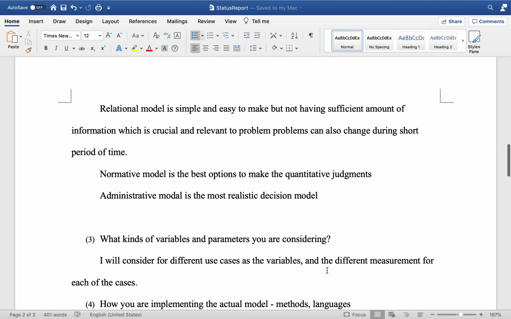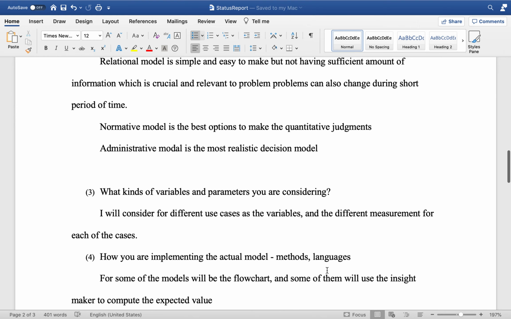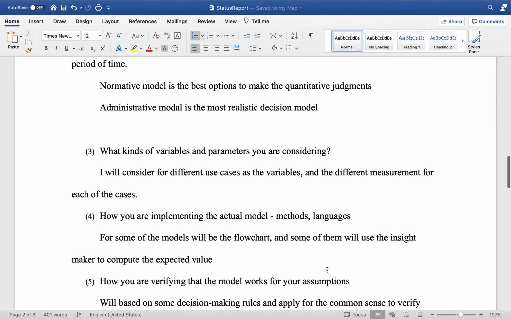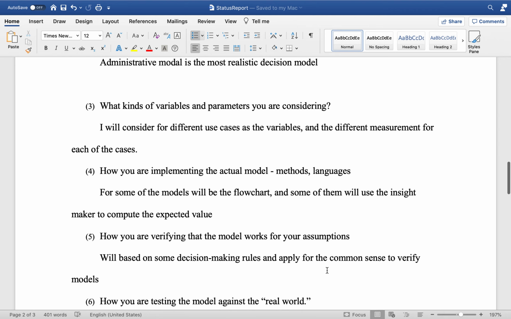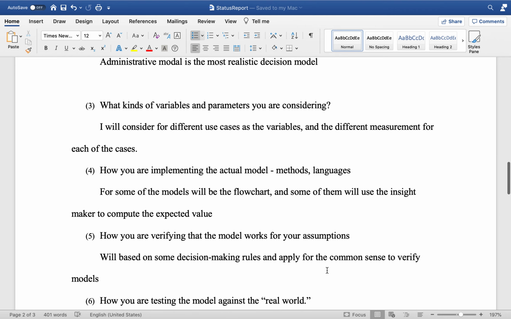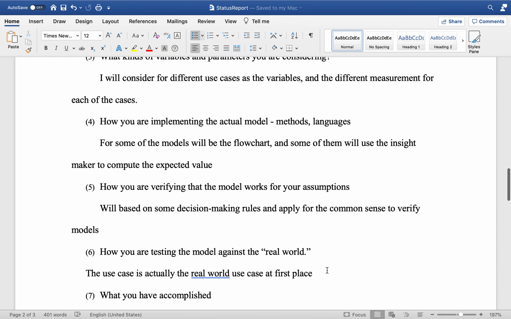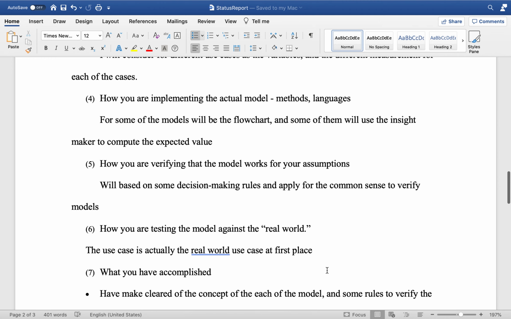What kinds of variables and parameters am I considering? I consider different use cases as variables, and the different measurements are the variables. I will use a flowchart, and for some of them I will use Insight Maker to compute the expected value. And I will base it on some decision-making rules and apply common sense to verify the models. And the use cases I choose are actually real-world use cases.